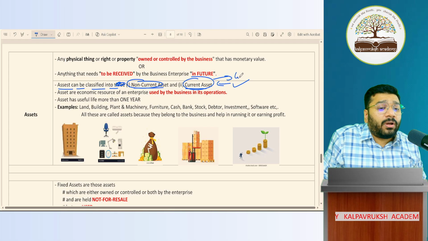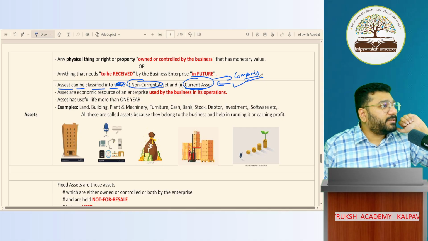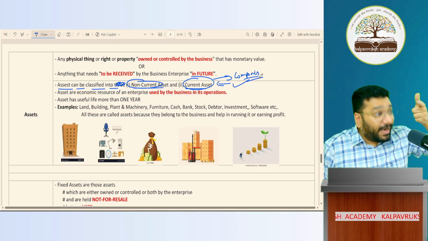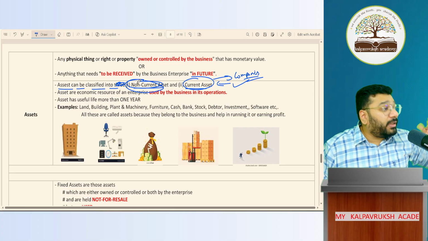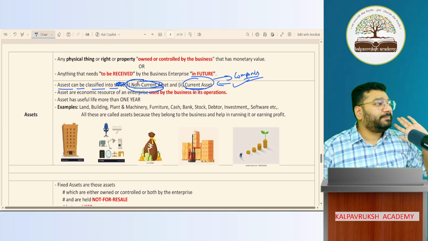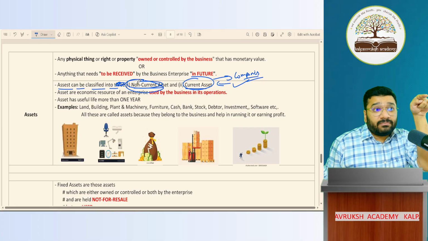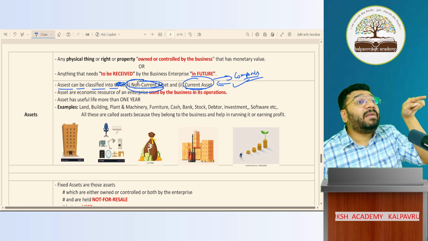But this is only for companies. For other than companies. Who are other than companies? Partnership concern, sole proprietorship concern. Splitting the assets into current and non-current asset is not compulsory. It is optional. But if you're a company, Mukesh Bhai is having a public limited company.